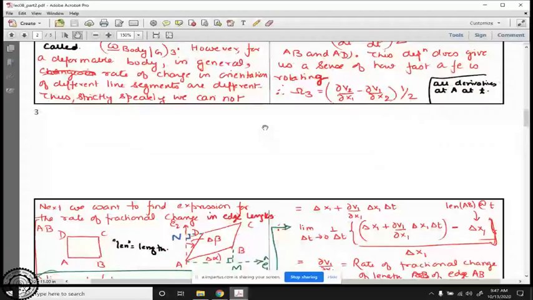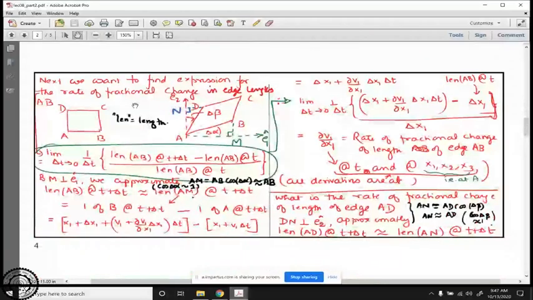Now, next, what we want to find is an expression for the rate of fractional change in edge lengths. That is the second agenda item. So in this figure at t plus delta t, in general, AB will have a length which is different from delta x1, and the same for AD. It will in general be different from delta x2. So I want to know this quantity. I'm not interested in absolute change of length. I am interested in fractional rate of change, and this is how I define it.